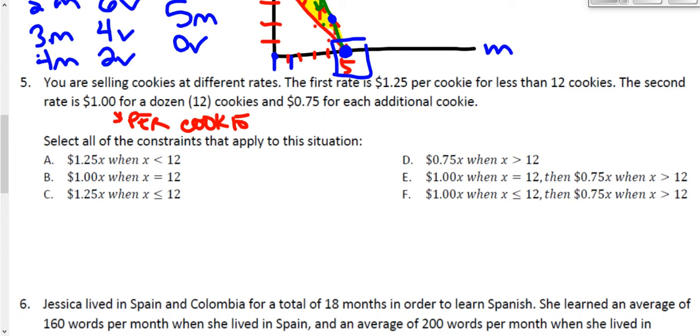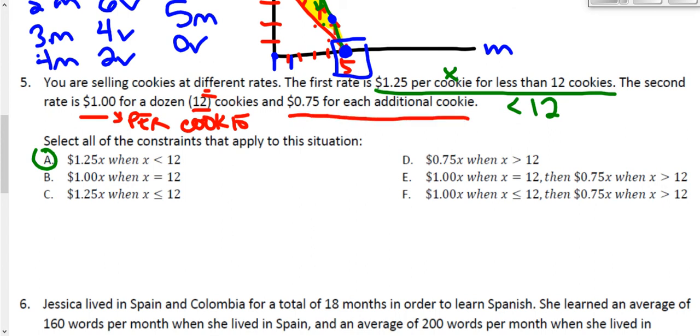So let's take a look at our first scenario. The first rate is $1.25 per cookie for less than 12 cookies. So we're looking for a less than 12 here. $1.25 per cookie, we're going to call the cookies X. So 1.25X when X is less than 12. That's going to be the situation that we have explained right there. The second rate, I already started using red there, so let's do that. $1 per cookie for exactly 12 cookies, so we're going to be looking for an equal sign there. And then 75 cents for anything over 12, so we're going to be looking for greater than 12 there.